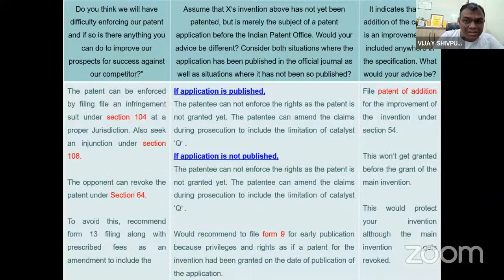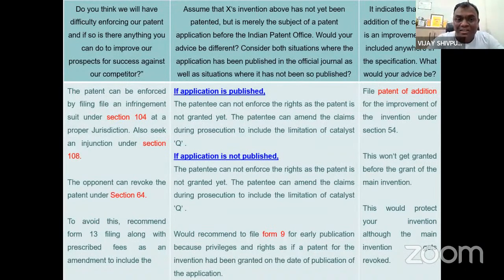Now, based on this, there may be a ground for revocation, because as a counter argument, definitely based on this statement, the competitor can go for a revocation of the patent and go through section 64. There are two grounds, subsections, under which this statement, the one which is provided as information, can be used as a ground for revocation.